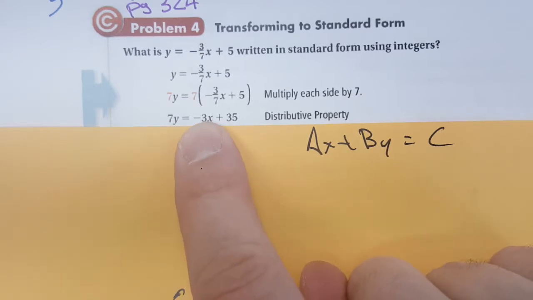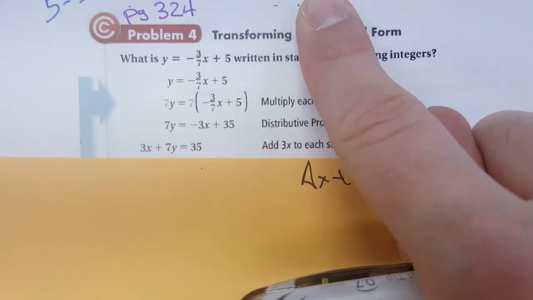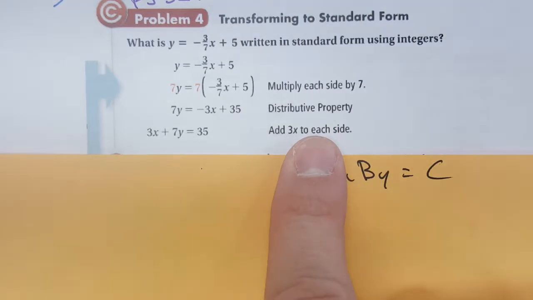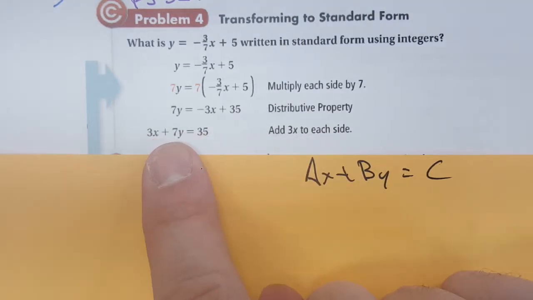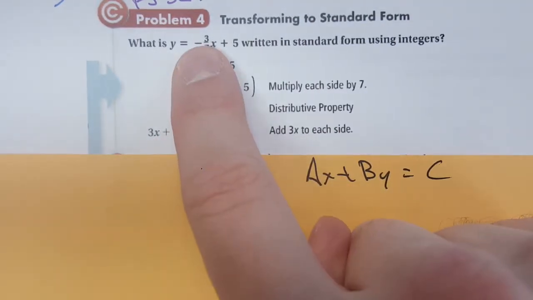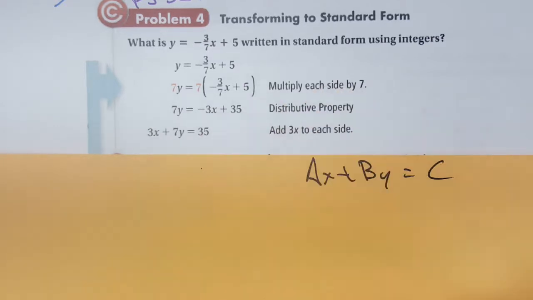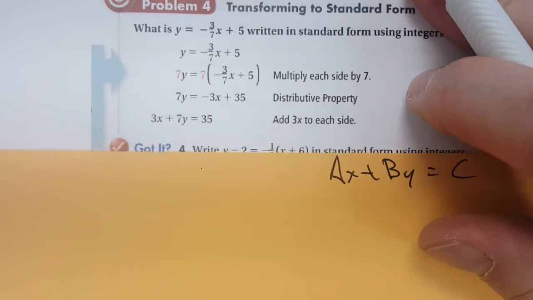So how would you get rid of a negative 3x and move it over here? Make it a positive 3x. Slide it on over. There you go. Add 3x to both sides. There you go. Standard form. Pretty, pretty, pretty. Okay? Not so pretty. Now it's pretty. Right?